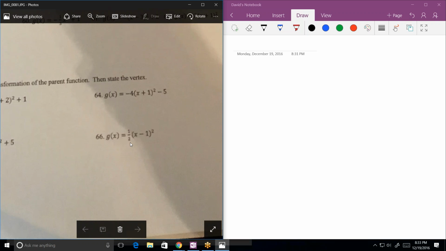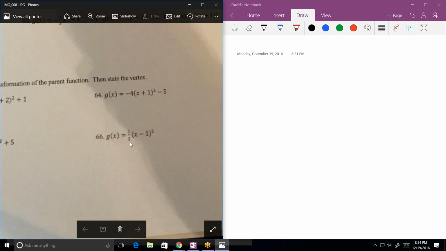It would be a, wait, let me see here. So it'd be a reflection over the x-axis. Where are you getting reflection? I don't see any minus signs. There isn't, oh, I thought there was a minus. I was looking at the, yeah, my bad.